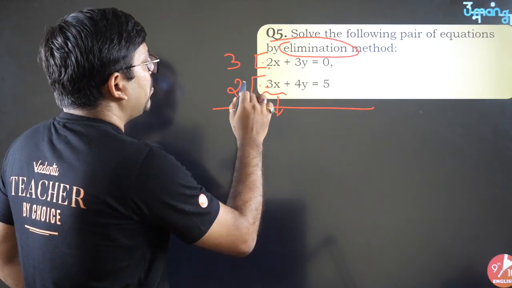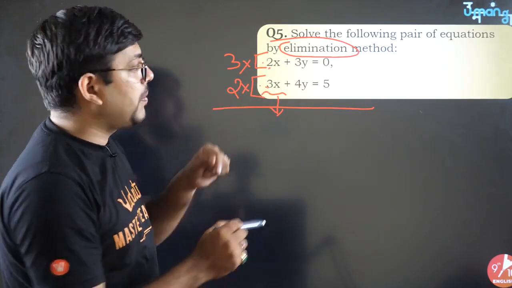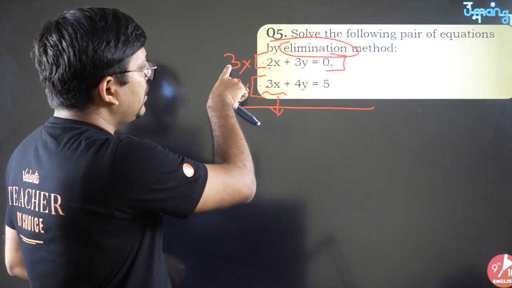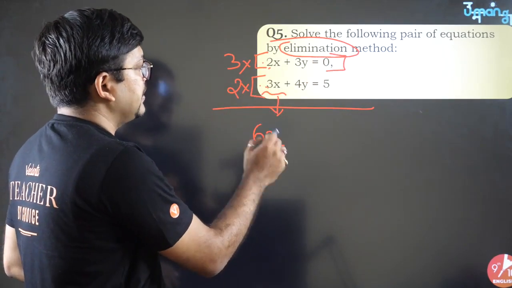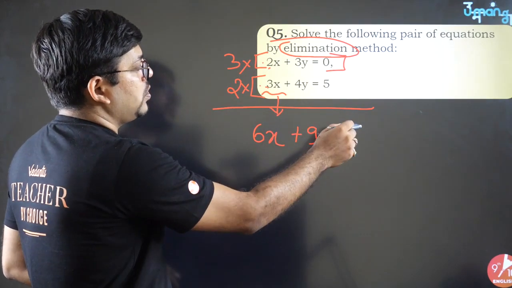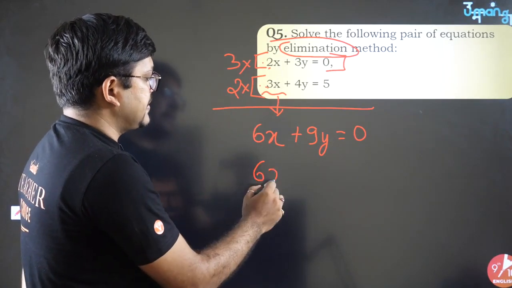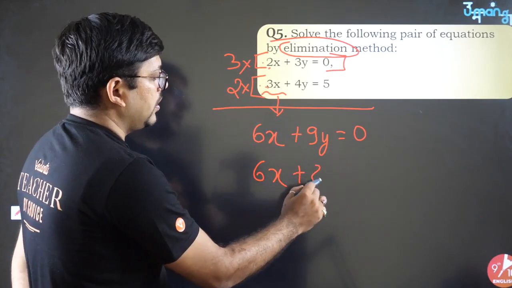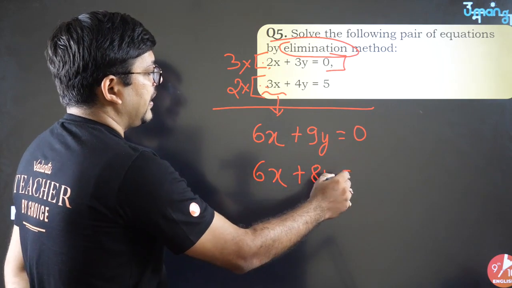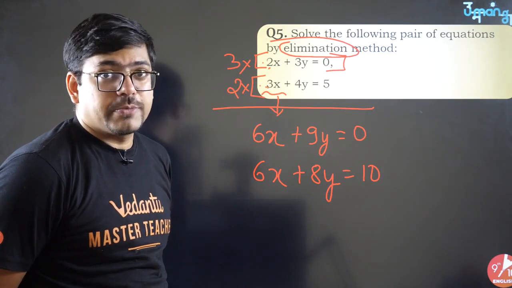If you multiply them, this 3 has been sent here, it has been multiplied. If you multiply this entire equation by 3, 3 2s are 6x, 3 3s are 9y is equal to 3 into 0, 0. Okay. Similarly, 2 into 3, 6x, 2 into 4, 8y, and 2 into 5, 10.